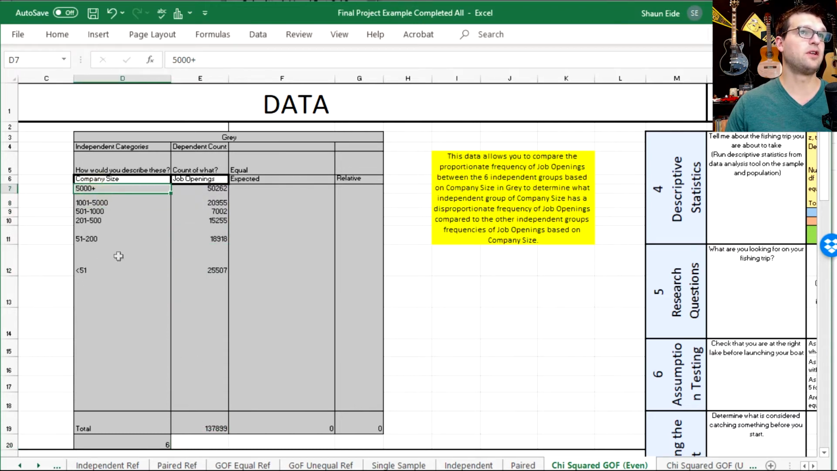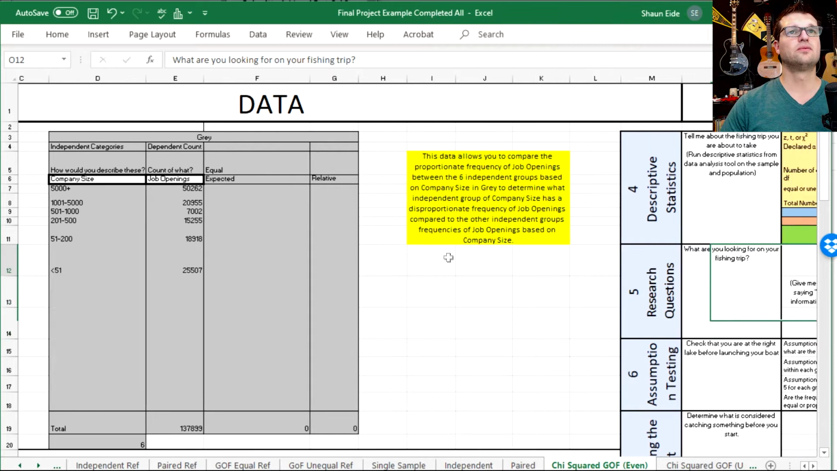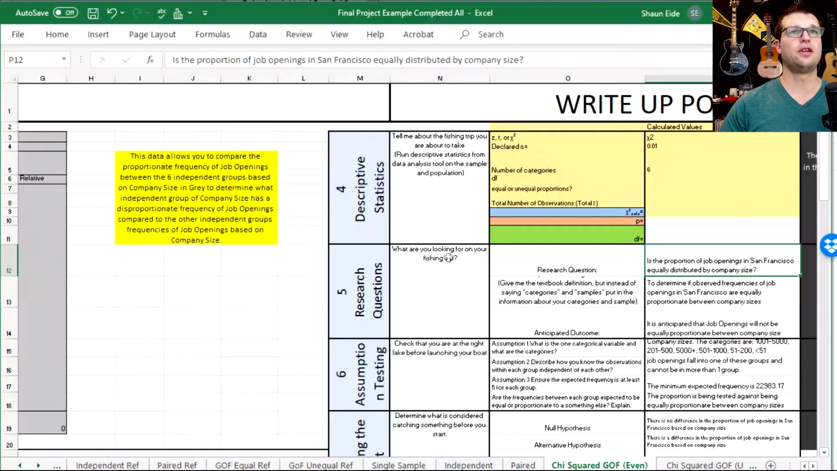We've got companies where the size of the company is more than 5,000 employees, 1,000 to 5,000, 501 to 1,000, 201 to 500, 51 to 200, and less than 51 employees. And how many companies are there in each category? So what we're doing here is, first of all, we're just going to walk through this.